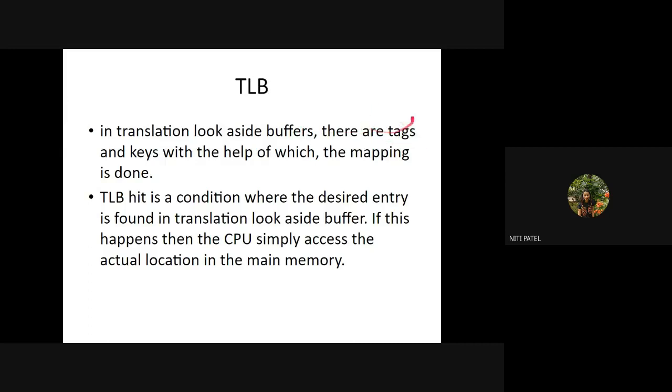We have some tags and we have keys. So we do not have any page number, we do not have any offset. We have two things which are called tags and keys. With the help of this tag and key, a mapping is done. The mapping of what? Where that page is in the main memory, who will tell that? The tag and key will tell.